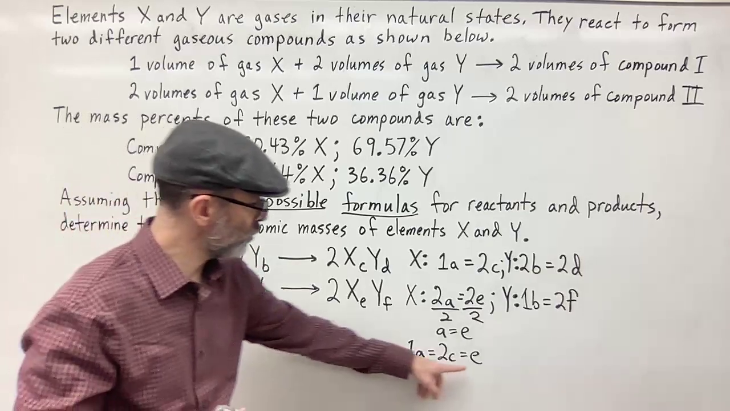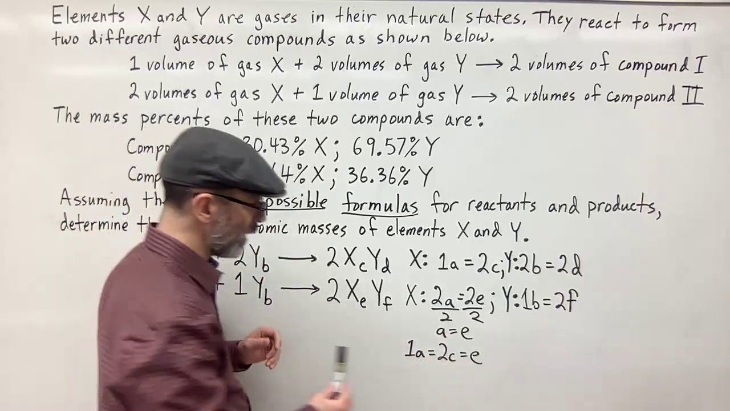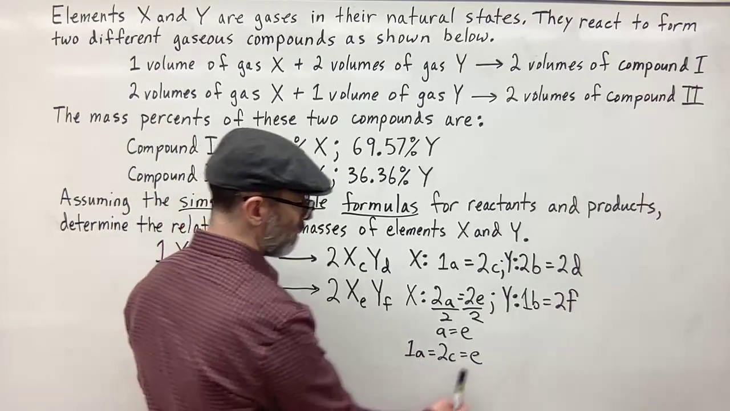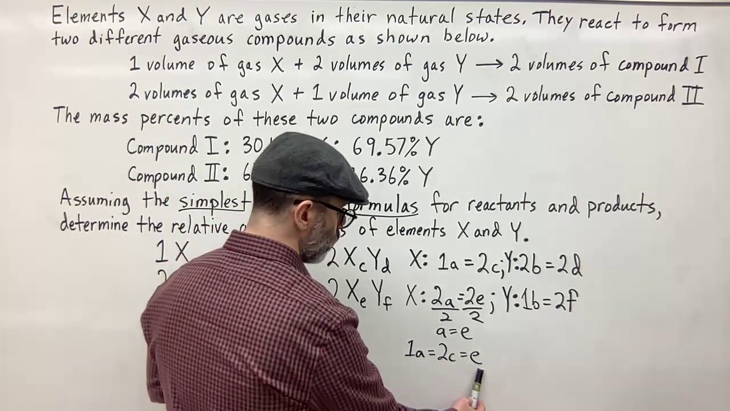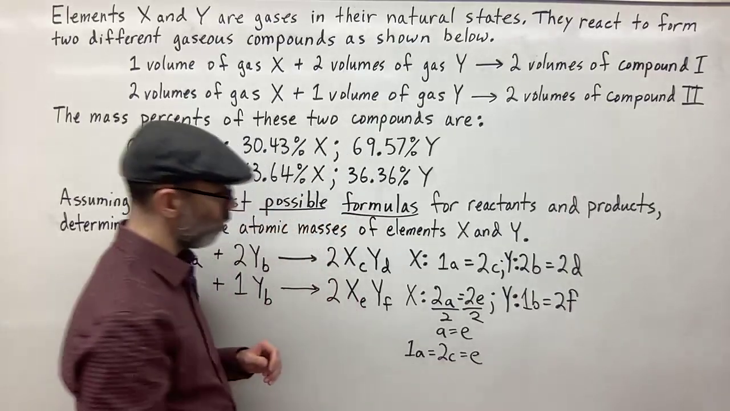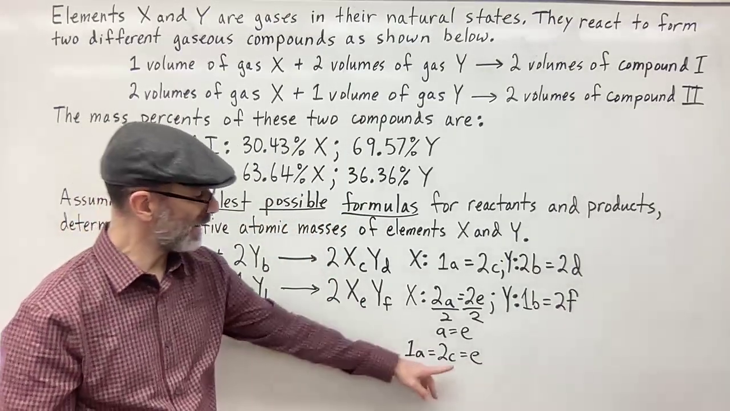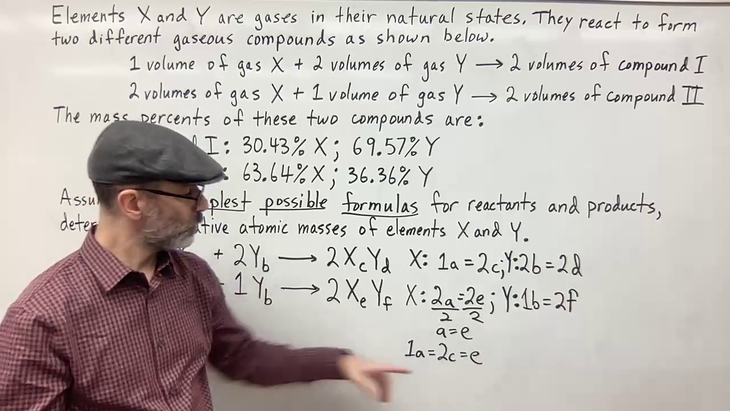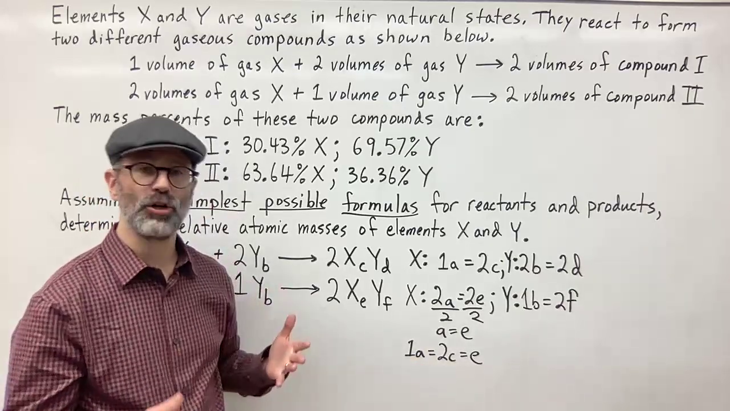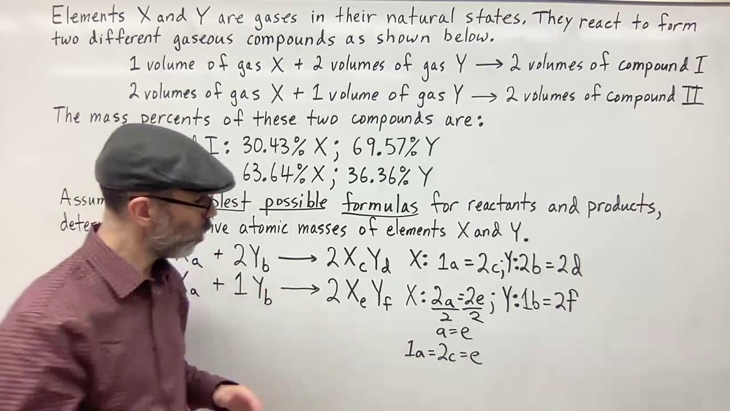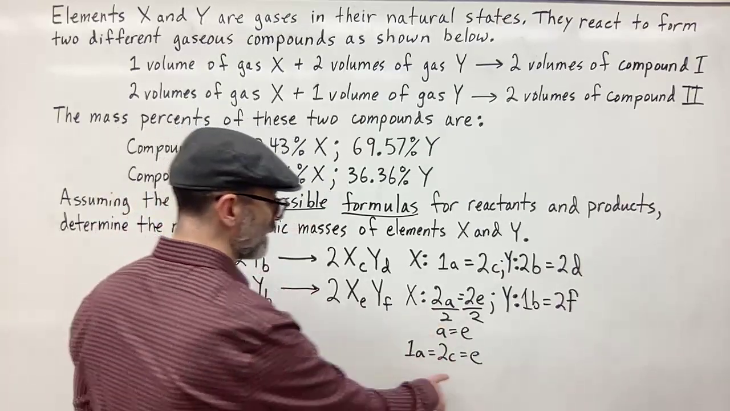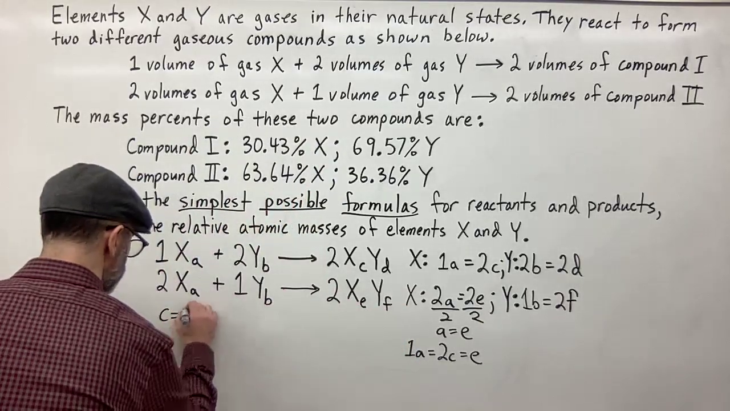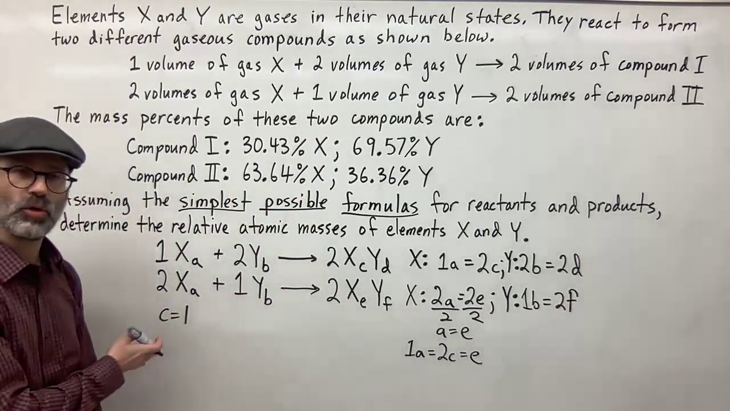So one of these should be a 1. And if I make A 1 or if I make E 1, then when I solve for C, I'm going to get a fraction, 1/2. So I can't have a fractional subscript. To make it the simplest, I'm going to make C equal to 1. So if C equals 1, we'll just put it over here. I'm going to say C is equal to 1.